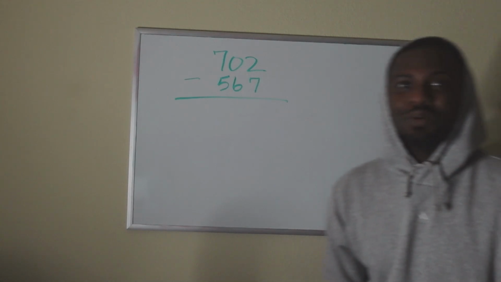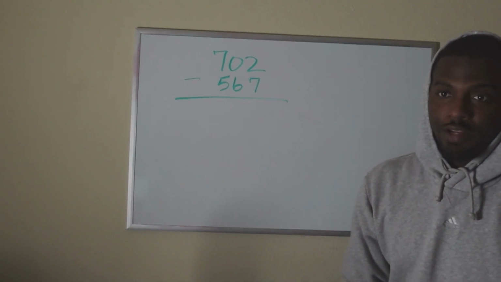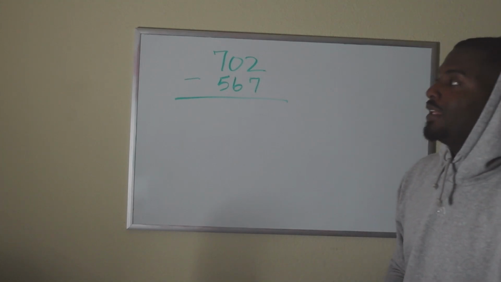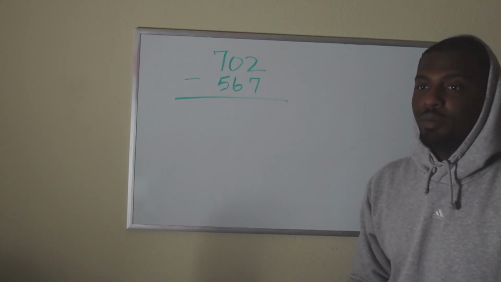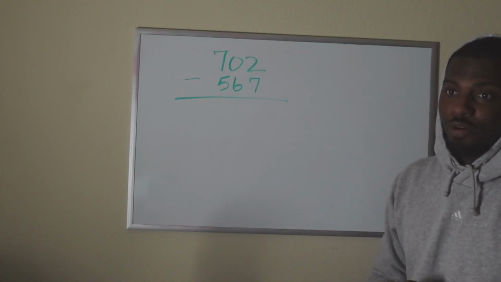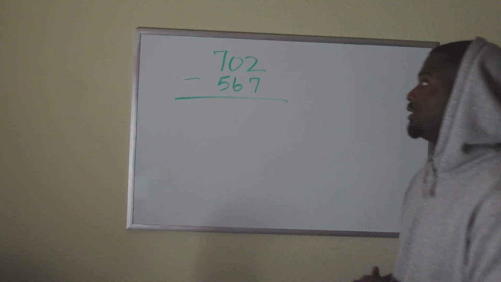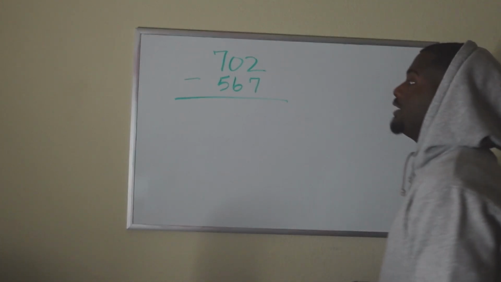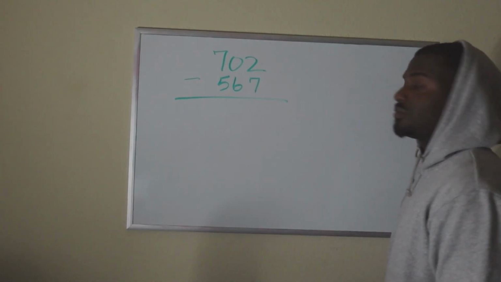Okay, we're going to be doing subtraction right now. Mainly, whenever we have to borrow multiple times, I've been seeing a lot of people having trouble with that. So I just want to make sure I do a demonstration so y'all can refer back to it whenever y'all are practicing. Okay, so our number is 702 minus 567, right?